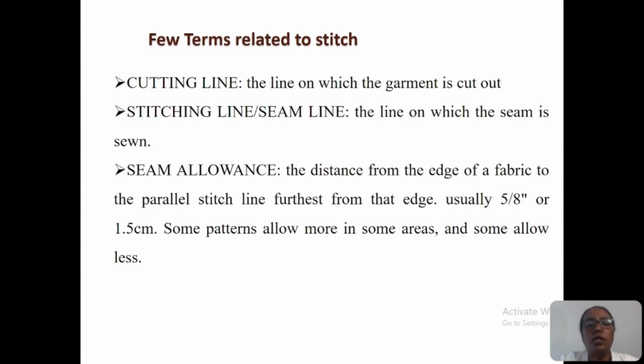Seam allowance is the distance between the edge of the fabric and the cutting line. This seam allowance is the distance from the edge of the fabric to the parallel stitch line furthest from the edge, usually 5/8 inch or 1.5 centimeters. Most of the time, a seam allowance of 5/8 inch or 1.5 centimeters is standard.